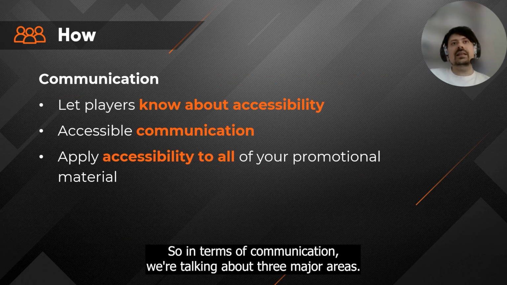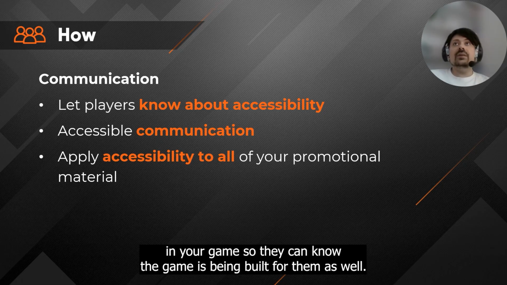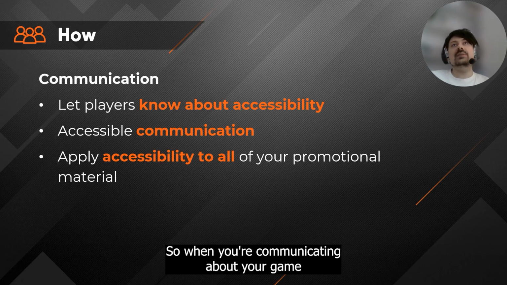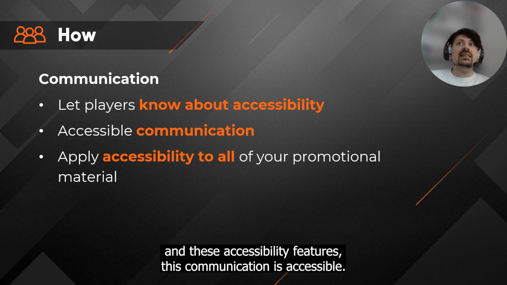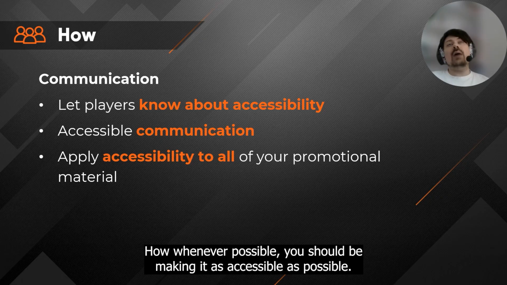So in terms of communication, we're talking about three major areas. The first is letting players know about the accessibility features in your game so they can know the game is being built for them as well. And the second is to make sure that this communication is accessible. So when you're communicating about your game and these accessibility features, this communication is accessible. However, this should also extend into all of the other promotion around your game.